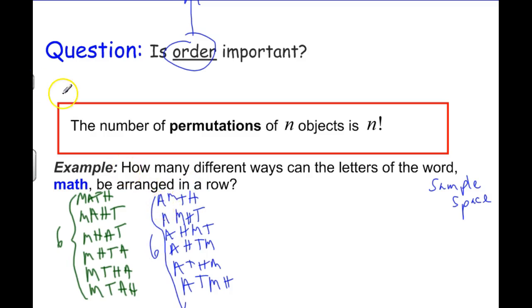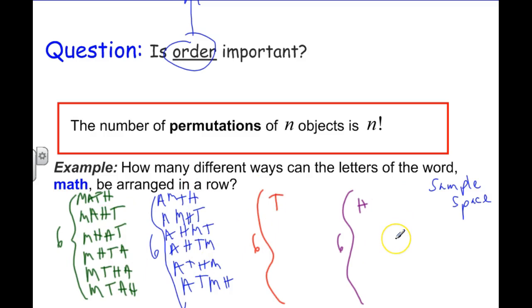I'm not going to do the ones that start with T, but I'm safe to assume there are probably 6 of those. And if I took the time to do the ones that start with H, you see, if you do this systematically, oftentimes you see a pattern like, oh, I have 6 M's, 6 A's. I can safely assume this pattern is going to continue. I'm going to have 6 of each type for a total of 24. So there are 24 different ways that the letters of the word can be arranged in a row.